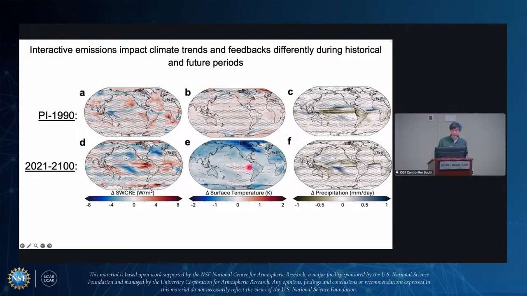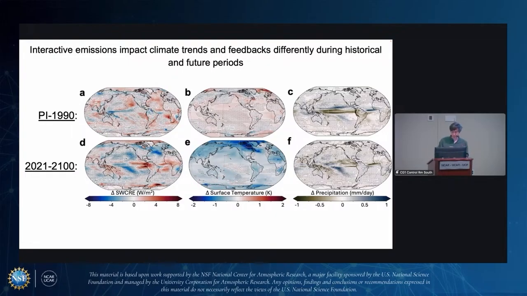And in surface temperature, there is a lowering of surface temperatures across the globe, especially in the northern hemisphere extratropical regions in Northeast North America, by more than 2 degrees Kelvin, due to interactive emissions as fires spread across the globe.